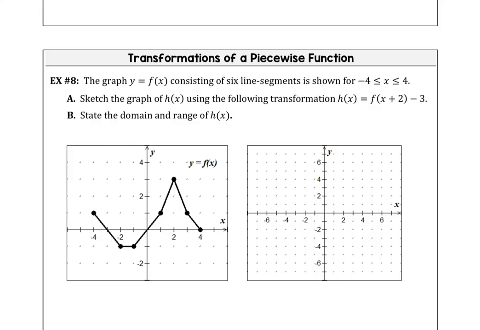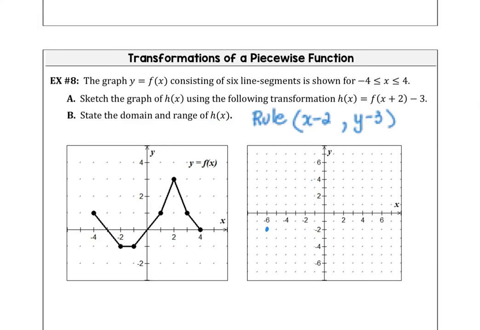For example 8, we're going to look at the transformations of this piecewise function. Notice the domain is from -4 to 4, and we're looking at a piecewise function that's made up of 6 different line segments. Your job is to sketch the graph of some new function h of x that follows this transformation. So we're going to take our f function and we're going to translate the graph 2 units to the right and 3 units down. And then we're going to talk about the domain and the range of h of x.